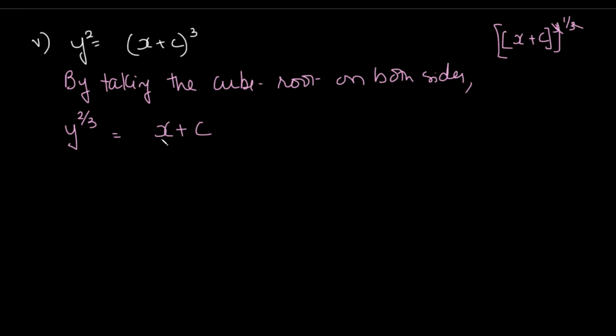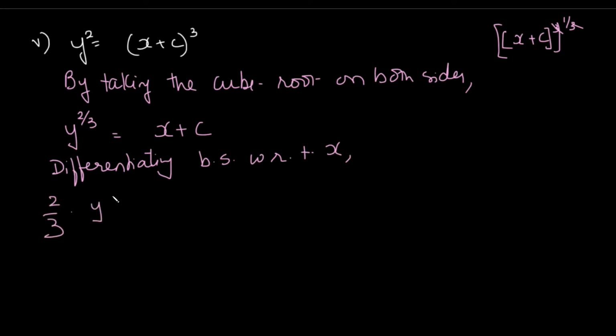Now we differentiate both the sides with respect to x. Now over here for y raised to 2 by 3 we use the formula x raised to n. So we're going to get n into x raised to n minus 1. In this case 2 upon 3 into y raised to 2 upon 3 minus 1 and also by chain rule dy by dx.